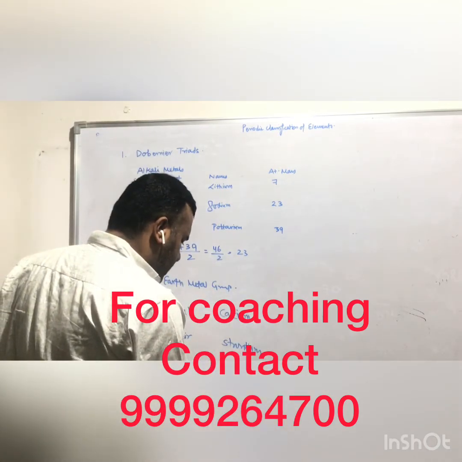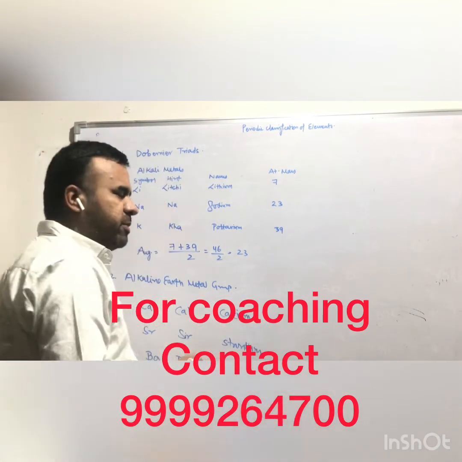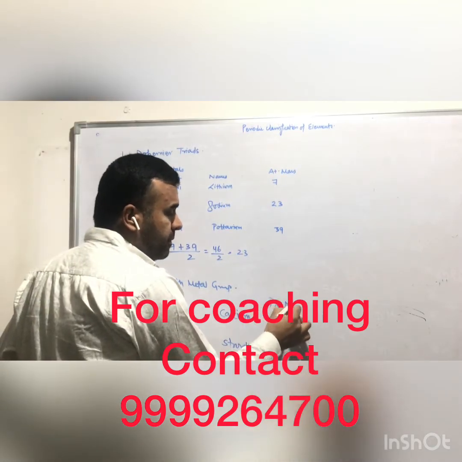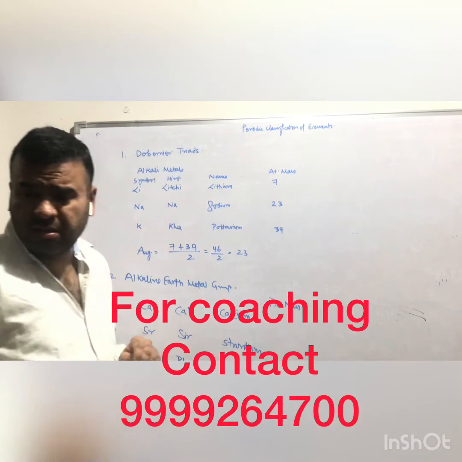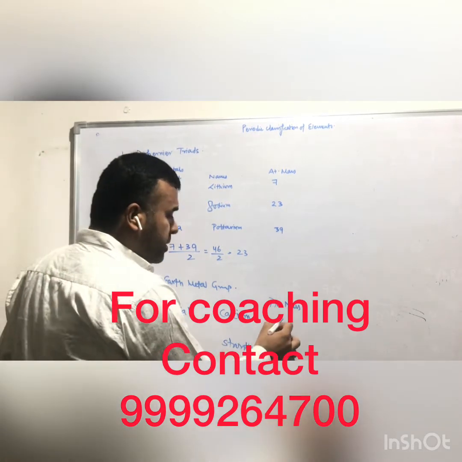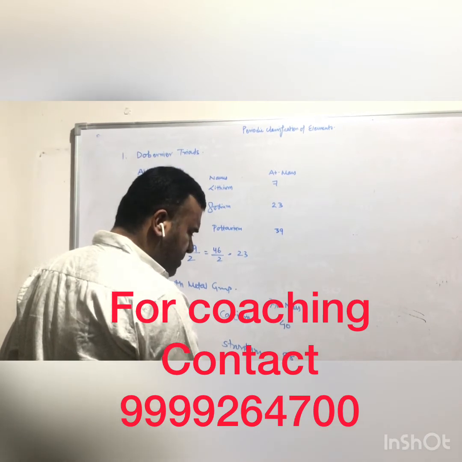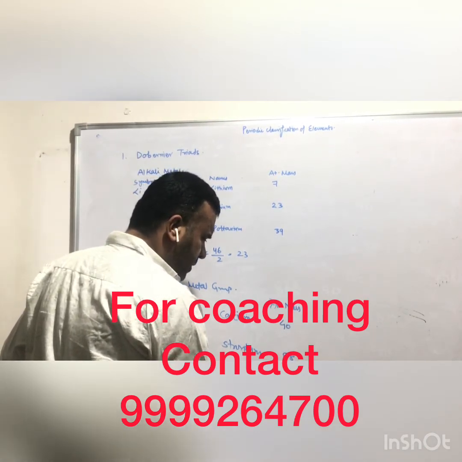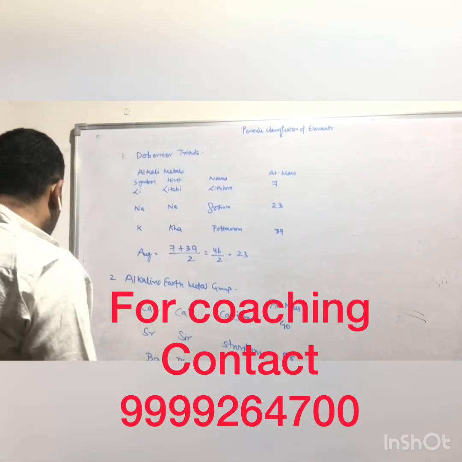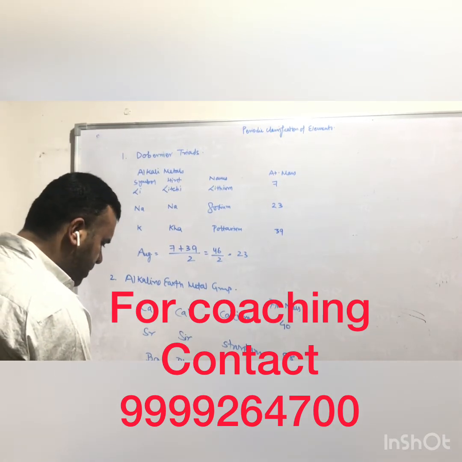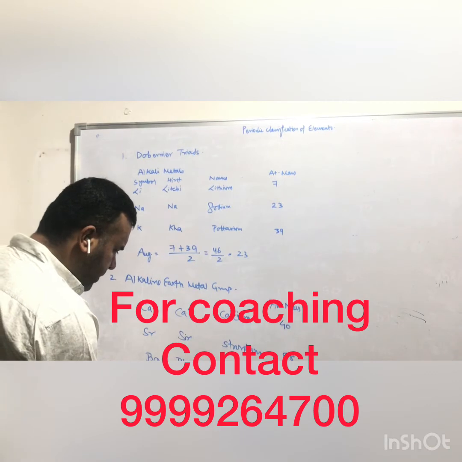Now please see the atomic masses. The atomic mass of calcium is 40. Strontium is 88 and barium is 137, right? So again you will calculate the average. The average is 40 plus 137.